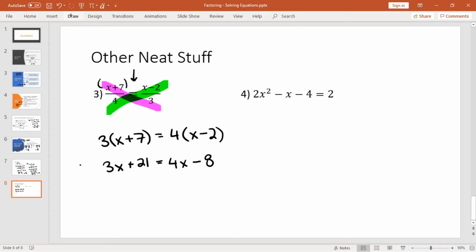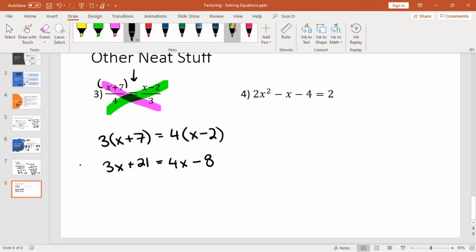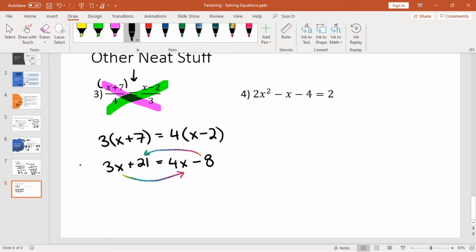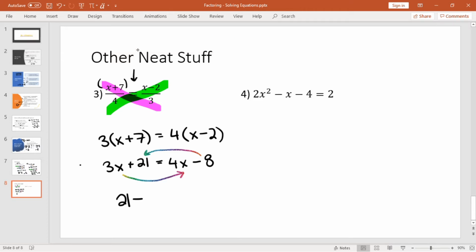This time I'm going to send, and this is my own personal preference, I don't care what you do, I'm sending the x to the right side because it'll make a positive instead of a negative. So the x is going over to the right side, and on the left side we're going to have the 8 come over and be positive, and on the right side we're going to have the 3x go over and be negative. So I'm going to end up with 29 equals x, and I'm done right away.